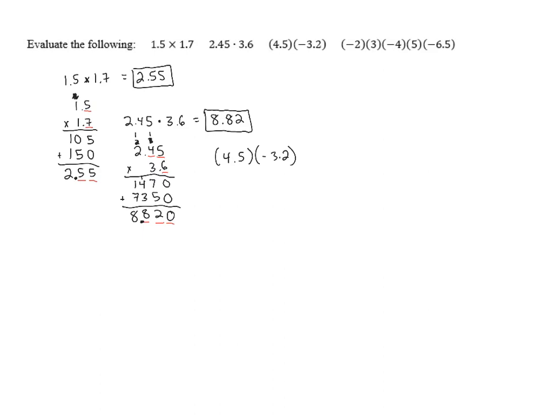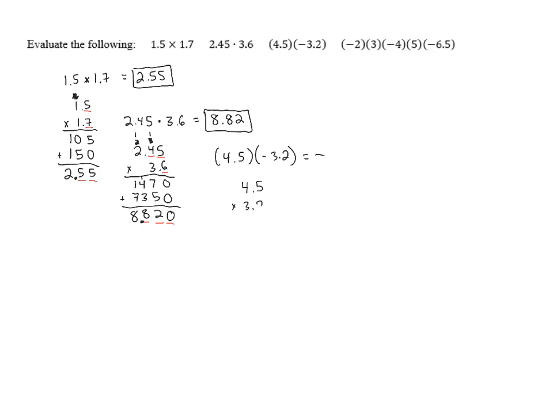Remember, if our numbers have the same sign, it'll be positive. If they have different signs, it'll be negative. Here they've got different signs, positive times a negative, so we know our answer is going to be negative. And we can put the negative right there right now. Then we multiply them as we would.